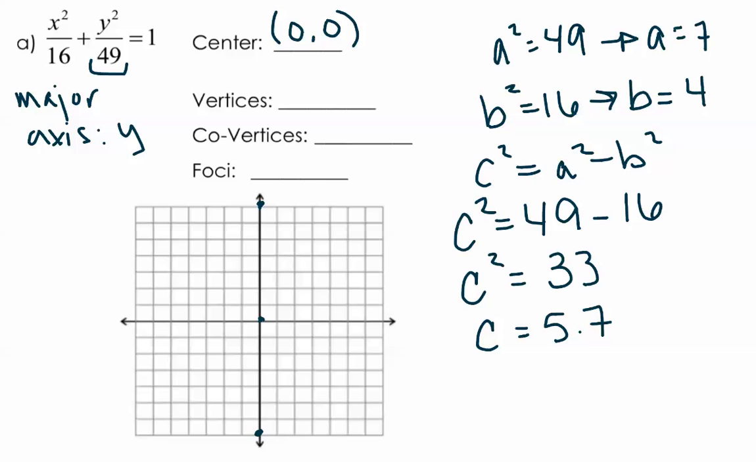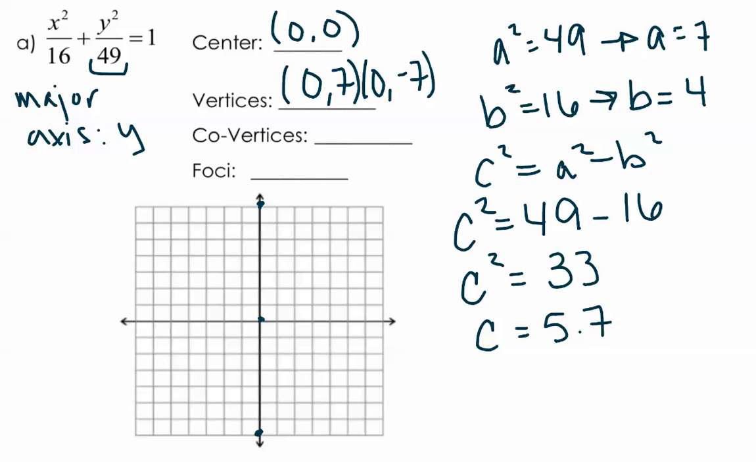And to find those vertices, we were starting from that center point. So those are my vertices. We want to find those ordered pairs. So they are y-intercepts. Those are going to be 0, 7, and 0, negative 7. Feel free to write 0 plus or minus 7 if you would like.